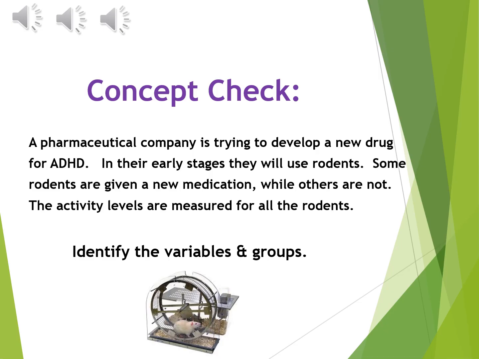So in this particular experiment, it would be rodent activity levels. What are they dependent on? The treatment, whether or not the animal got the drug. So the independent variable would be drug level or level of the drug. The groups, experimental and control. Experimental group, get the particular drug. The control group, treat alike in every way except they do not receive the specific drug.